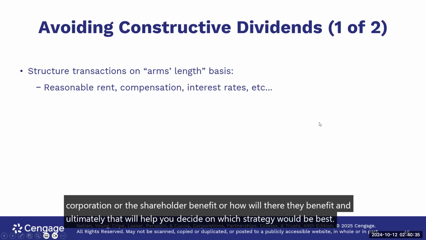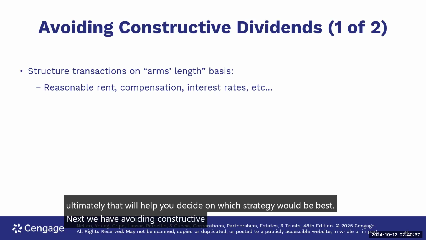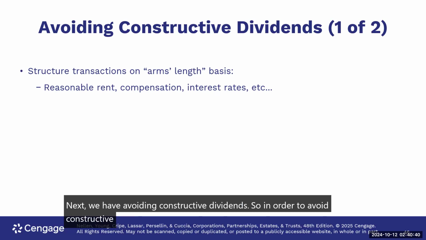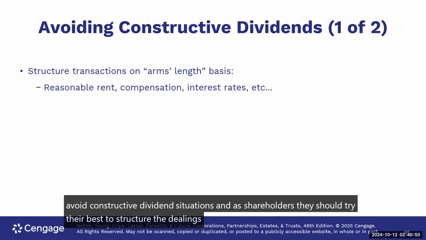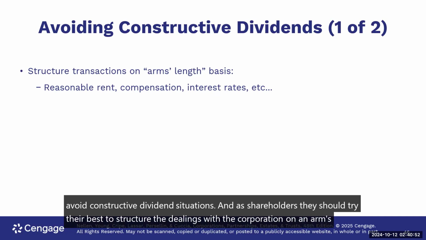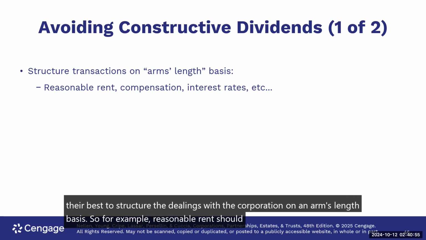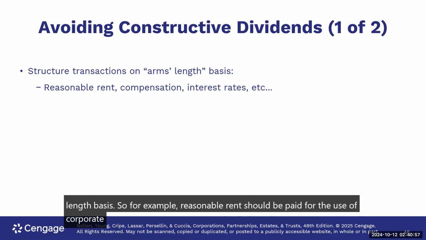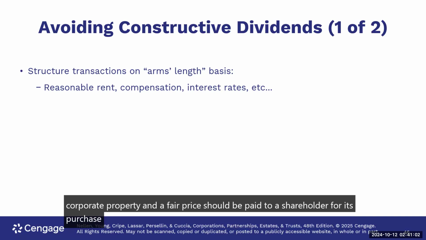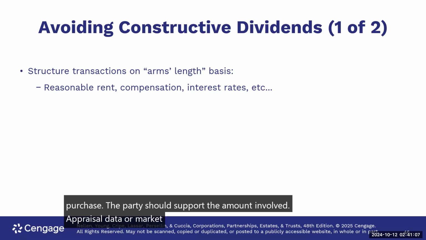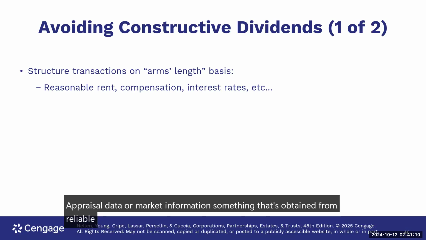Next, we have avoiding constructive dividends. Tax planning can be very effective to avoid constructive dividend situations. Shareholders should try their best to structure their dealings with the corporation on an arm's length basis. For example, reasonable rent should be paid for the use of corporate property, and a fair price should be paid to a shareholder for its purchase. The parties should support the amount involved with appraisal data or market information obtained from reliable sources near the time of the transaction.